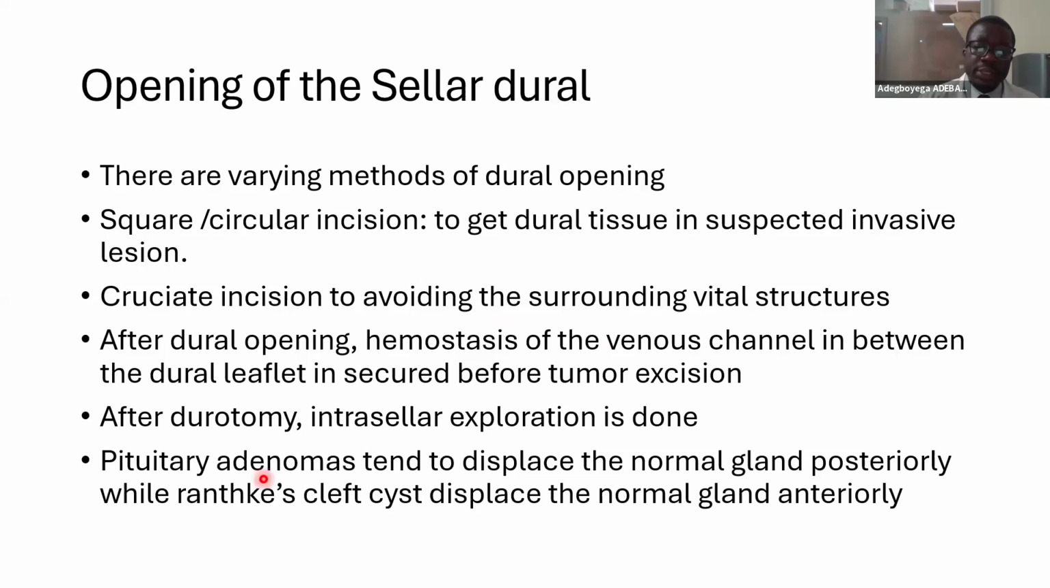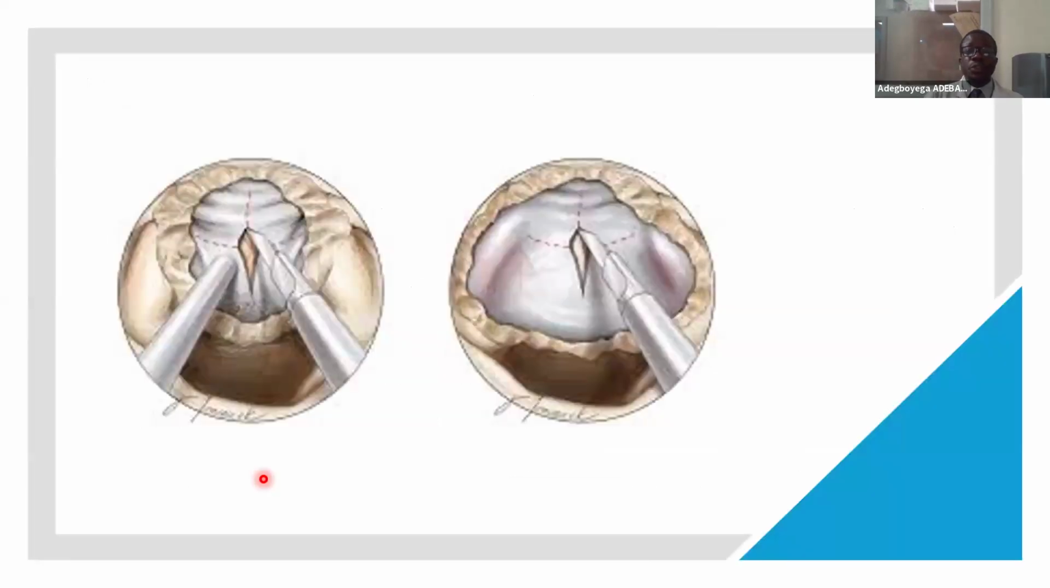After durotomy, the sellar floor is explored. In pituitary adenomas, the normal pituitary gland tends to be displaced posteriorly, while in Rathke's cleft cyst, it tends to be displaced anteriorly. This picture shows a durotomy being done in a cruciate manner and entering into the sella.